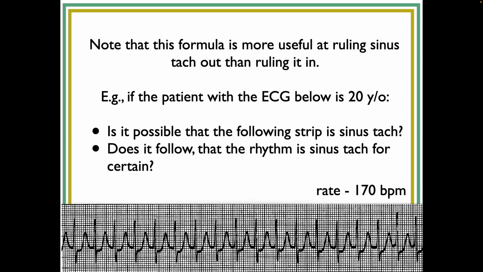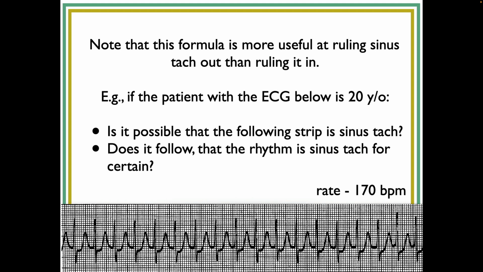Okay, so this can help you, but note that this formula is more useful at ruling sinus tach out than ruling it in. So, for example, the rate here is 170. I counted it up for you, and it looks like SVT. No discernible P waves. It's rapid. But could it be sinus tach? Well, let's say that the patient is 20 years old. Could it be sinus tach? It could be, right? Because what's 220 minus the patient's age? 200. So 170 is within it. Does that mean it is sinus tach? No. Sadly, no. It just makes it possible.